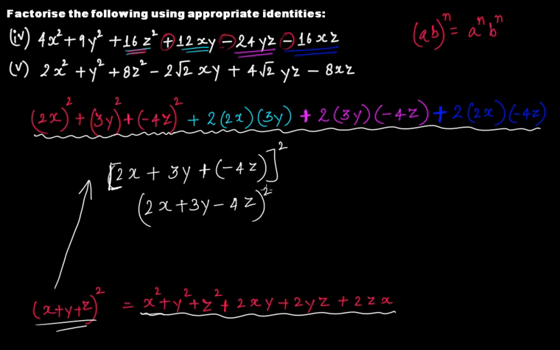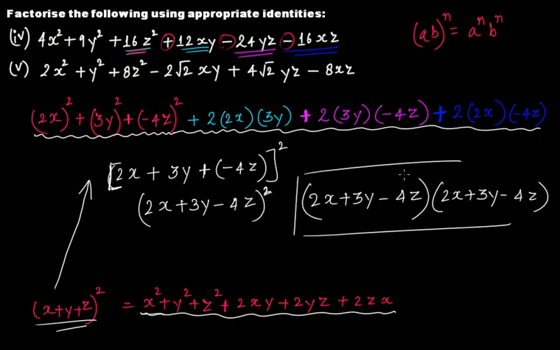So this is squared. This is a quadratic polynomial. It means that since it's a quadratic polynomial, it will have two linear polynomial factors. One will be 2x plus 3y minus 4z, and another one will be 2x plus 3y minus 4z. So these are the two factors of this polynomial.